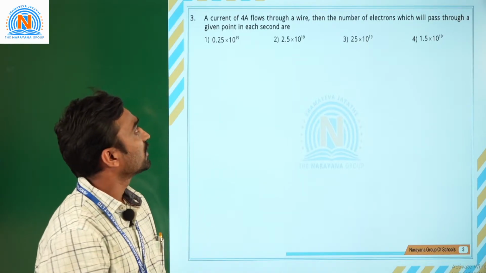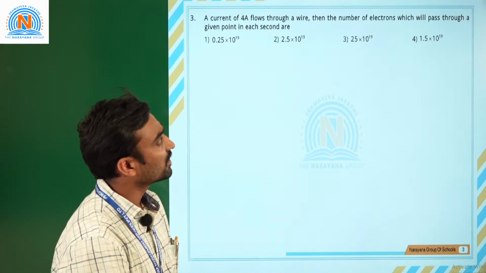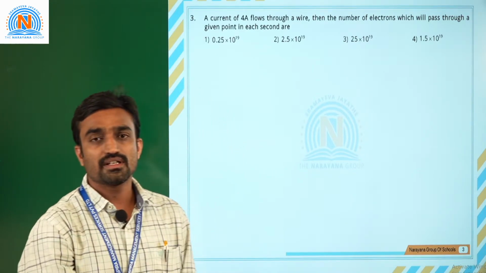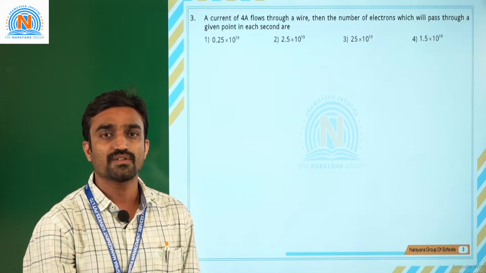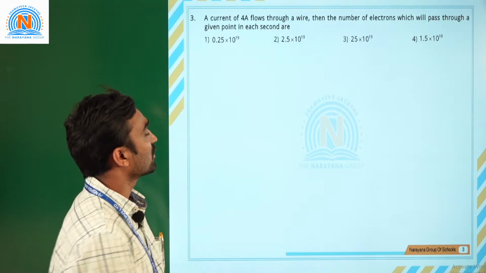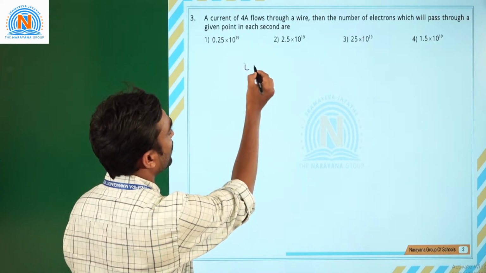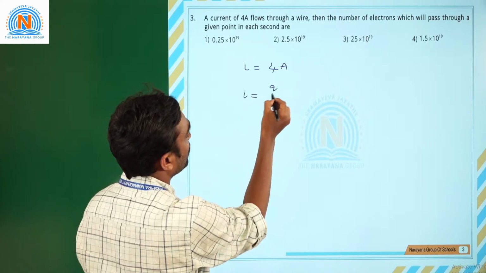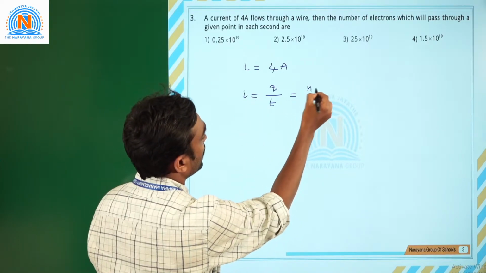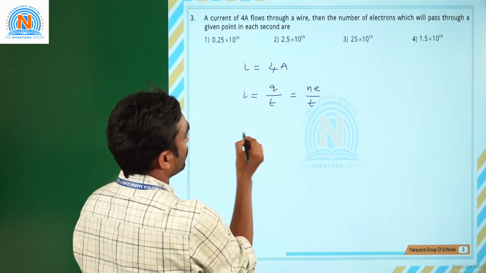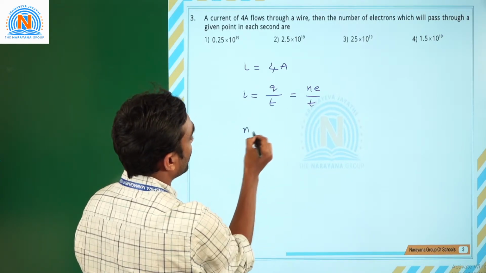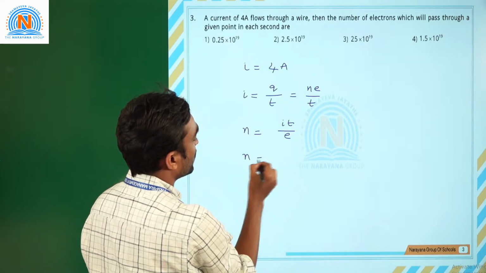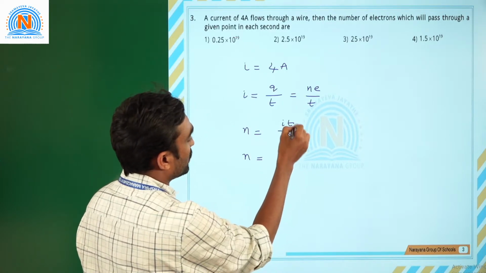In this third question, a current of 4 amperes flows through a wire. Then the number of electrons which will pass through a given point in each second are. So here they have given the value of current and they are asking us to find the number of charged particles that are flowing. So we will use the same formula. Here the value of current is given as 4 amperes. So we have the formula I equal to Q upon time, this is Ne upon T. So from this we can find the value of n. The value of n equal to IT upon E. So the number of charged particles or electrons can be found by using this formula.